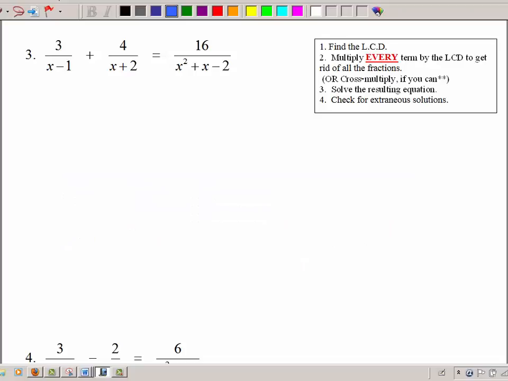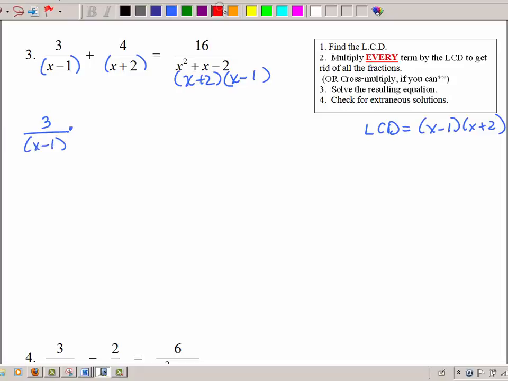All right, looking more complicated here. So we're going to find that LCD, but this time we don't have monomials, we have binomials. So you may remember, it's been a while, in order to find that LCD we have to factor. So that's a factor, and guess what? X plus 2 times x minus 1 is this trinomial. So my LCD is 1 of every kind of factor. And that's what I need to multiply by. So I need a little more room here. So 3 over x minus 1, and I'm going to multiply by that LCD.